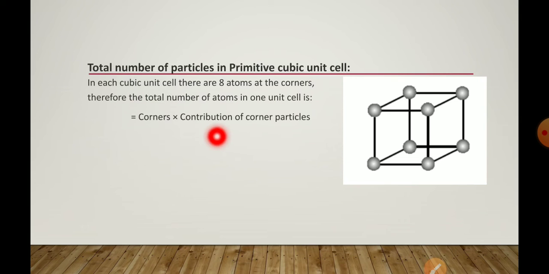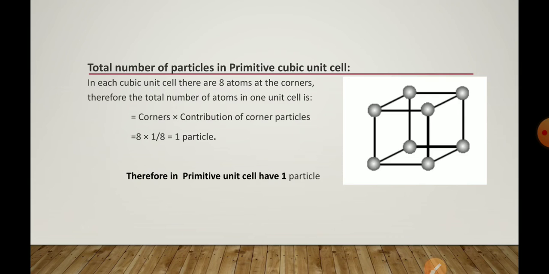Using this formula, the number of corners into the contribution of the corner particle. How many corners are there and how much contribution is given by this particle? Yes, 8 corners in the unit cube, and contribution of each corner particle is 1 by 8. Therefore, it is 1 particle. It's very simple. This type of question will be asked for 2 marks in your annual exam. Therefore, this part is very important.